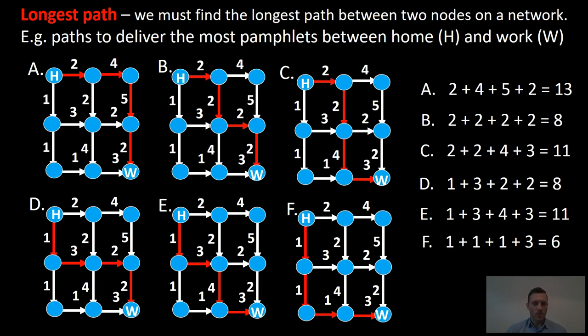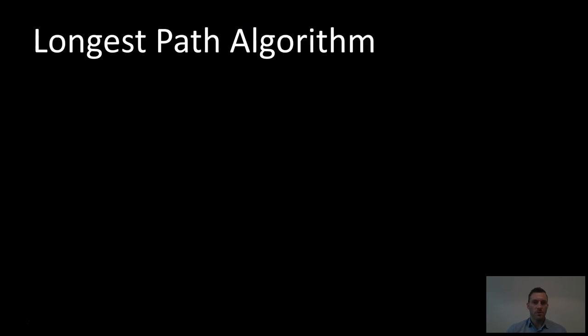In this case, we can use an algorithm to find the solution. Unfortunately, we cannot find the longest path by simply changing the minimum to a maximum in Dijkstra's shortest path algorithm. There are other more complex algorithms that we can use, but in this video, we'll follow this simple procedure.